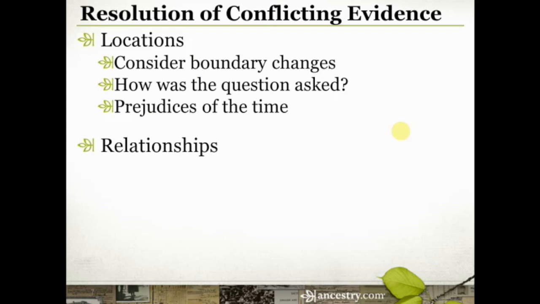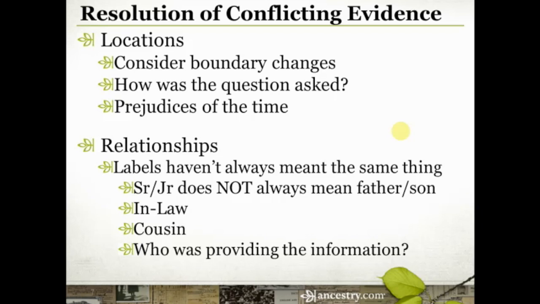Let's then talk about relationships. Relationships are probably one of the trickier things in family history to identify and to connect with, and yet it is the family history, right? How we connect people. And so here are just some things to consider when you're resolving conflicting evidence. The first one is labels that we give to relationships now have not always meant the same thing historically.